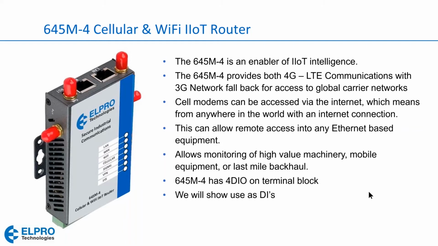One of the things I found in testing this all out was that setting up text messages was actually pretty simple. It's not a complicated process. You don't have to be a rocket scientist to figure this out. So what we're going to do is show how we can use the 4 DIO on the terminal block across the bottom of the cellular modem. We're going to use them as digital inputs. Now, when we say DIO, we mean that the IO point can be used as either an input or an output. Today, we're going to show use as inputs.